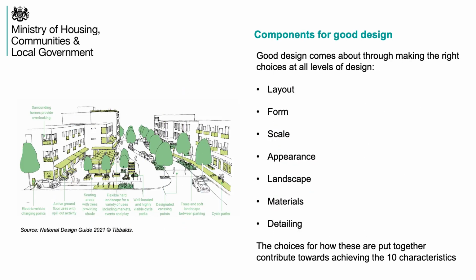The guide also identifies the different components for good design. All developments are made of these components put together in a particular way. The choices made in the design process contribute towards achieving the 10 characteristics, and they shape the qualities of a place. Good design comes about through making the right choices at all of these levels, starting with the layout, through form and scale, to appearance, landscape, and down to materials and detailing.